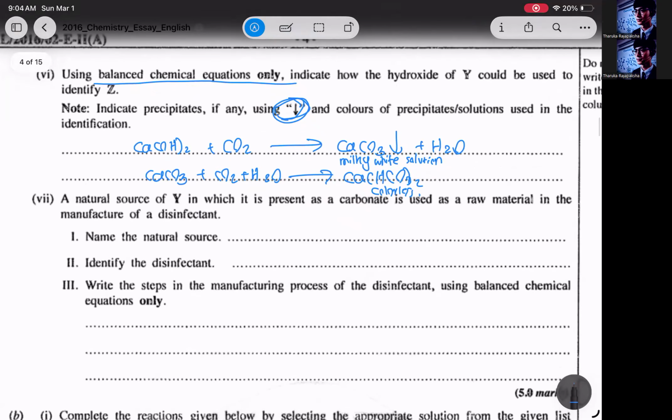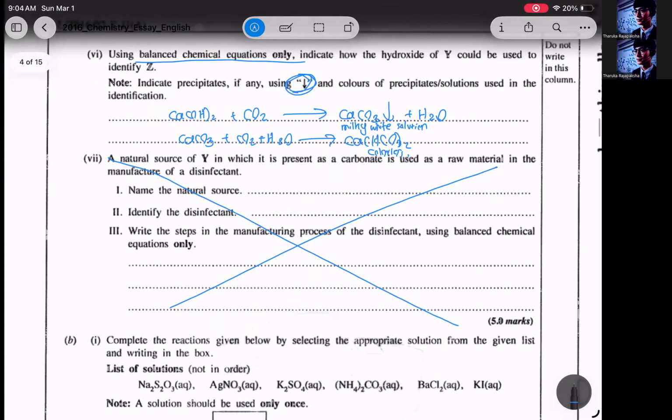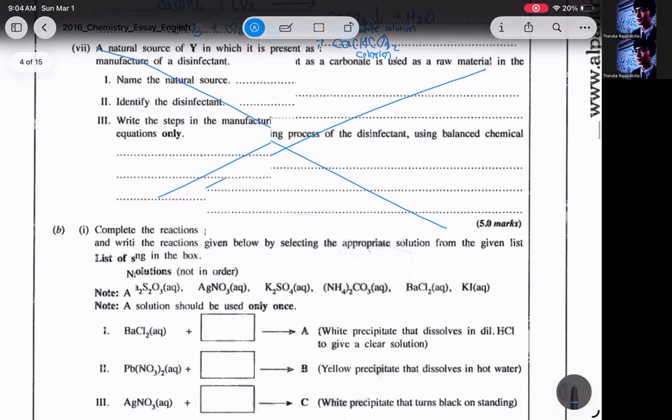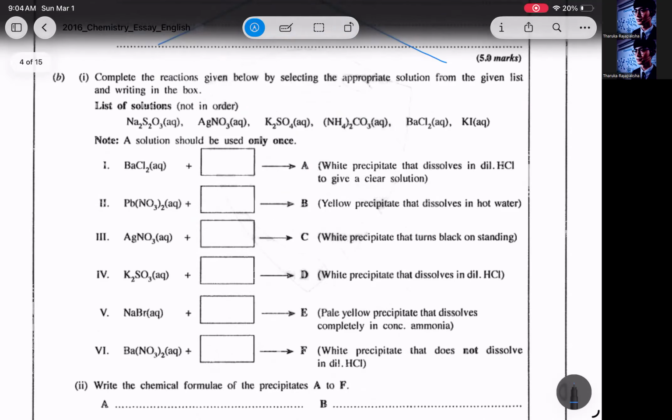A natural source of Y is present as a carbonate in raw material in manufacture of disinfectant. This process is not there in the syllabus. Now it's removed. I'm doing this video in 2026, and by this time this part is not in our current syllabus. Then part B, complete the reactions given below by selecting the appropriate solution from the given list.